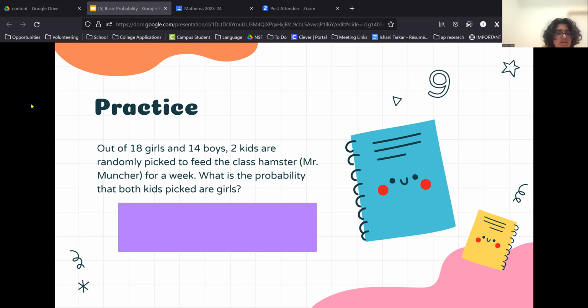So say that we have a class of 5 girls and 4 boys, and 2 kids are picked to feed the class hamster. What is the probability that both kids picked are girls? So now you all do this on your own. And if you don't know how to do it, remember you can private message me in the chat to let me know that you need me to explain something.